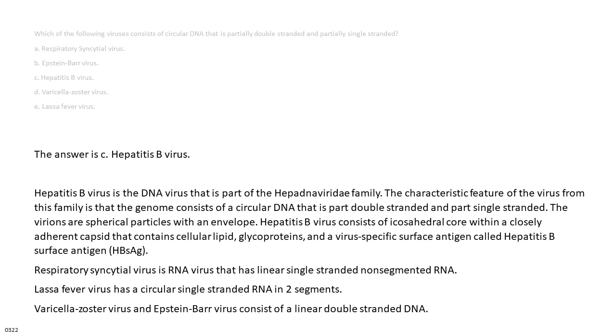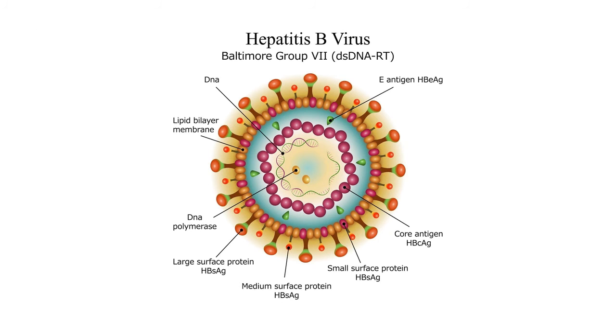Hepatitis B virus consists of an icosahedral core within a closely adherent capsid that contains cellular lipid, glycoproteins, and a virus-specific surface antigen called hepatitis B surface antigen, HBsAg. Respiratory syncytial virus is an RNA virus that has linear single-stranded non-segmented RNA. Lassa fever virus has a circular single-stranded RNA in 2 segments. Varicella-Zoster virus and Epstein-Barr virus consist of a linear double-stranded DNA.